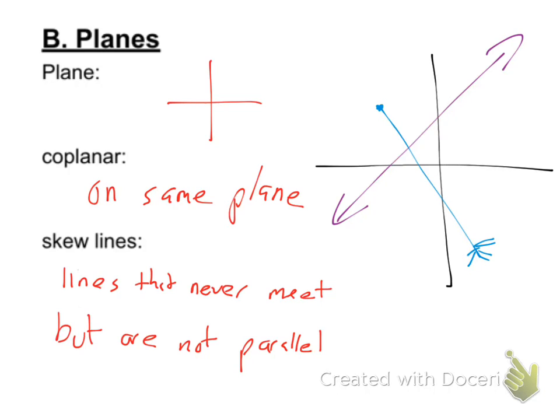Okay? But it's hard to see this on the board. We're looking at it. It looks like they're crossing right there, right? But in real life, are they really crossing? No, it's actually missing this. Will they ever meet? No. That's skew.